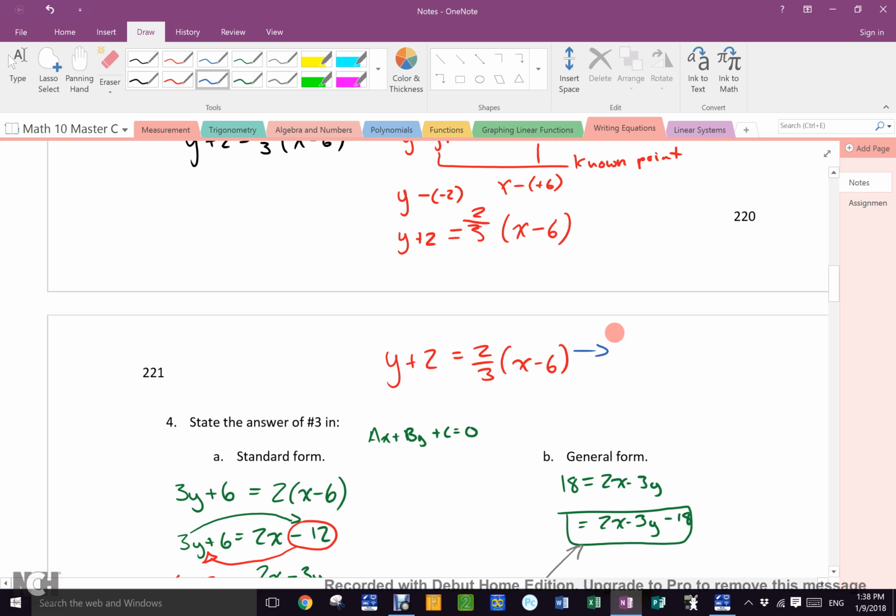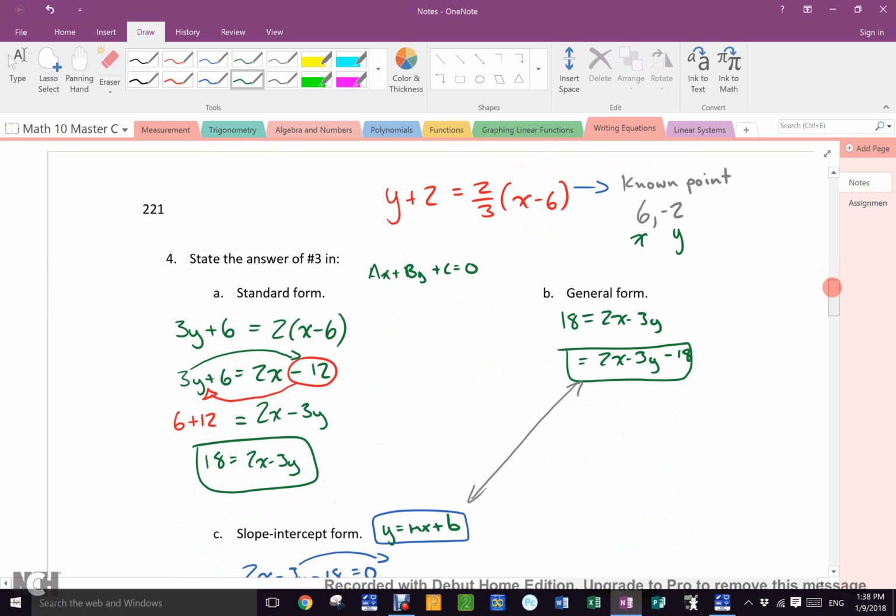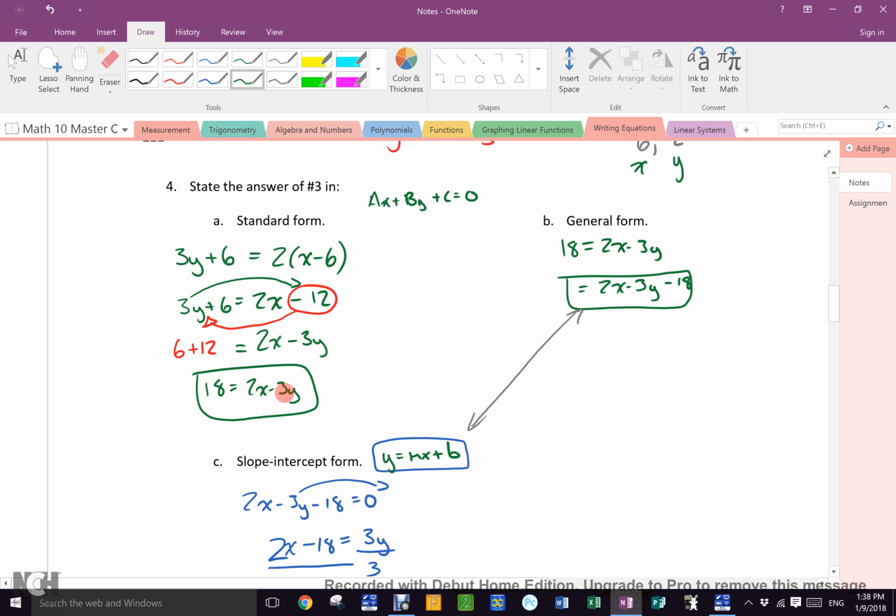From there, what is the known point? What is the point that we know is going to be on this line? Positive 6 and negative 2, right? That positive 6 is what? That's an x. That negative 2 is what? That's a y. What do I have right here? X and y. What would I put in for the x? 6. What's 2 times 6? 12. What would I put in for the y? Negative 2, right? What's negative 3 times negative 2?